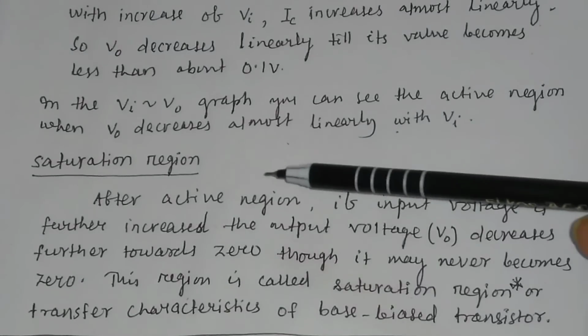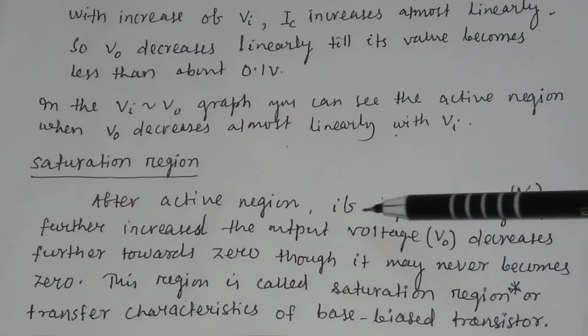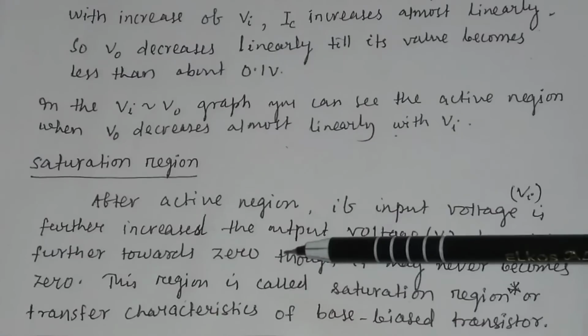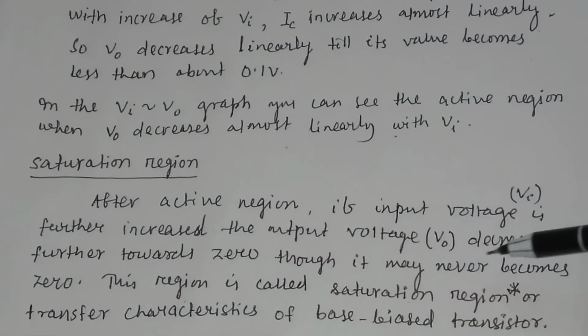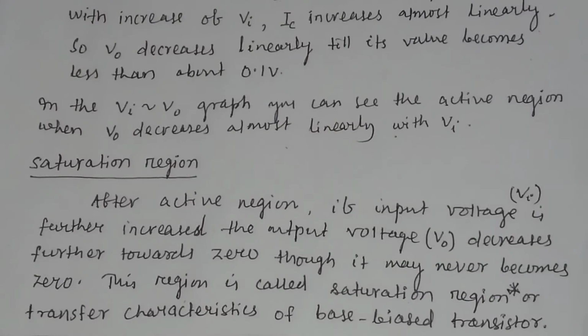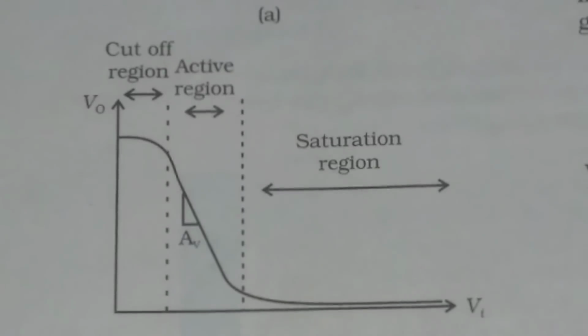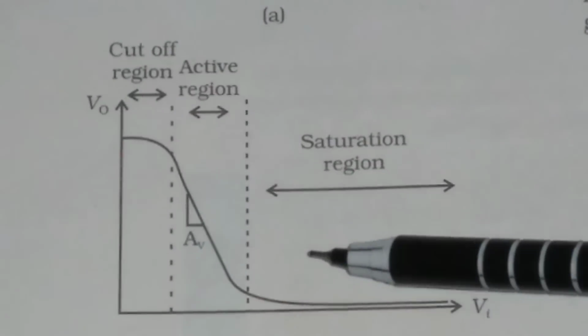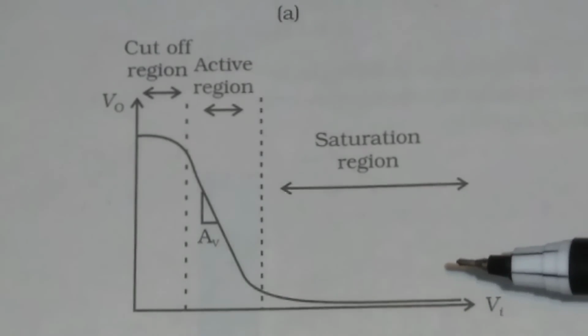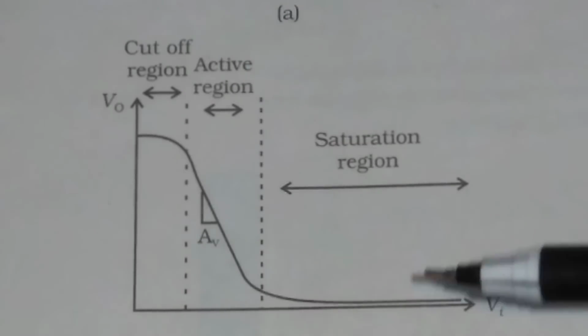Then we will discuss the saturation region. After the active region, if input voltage Vi is further increased, the output voltage V0 decreases further towards 0, though it may never become exactly 0. This region is called the saturation region, and in this region, you see in this graph, the output voltage is not 0, but it is nearly equal to 0. But in the saturation region the collector current is very high.